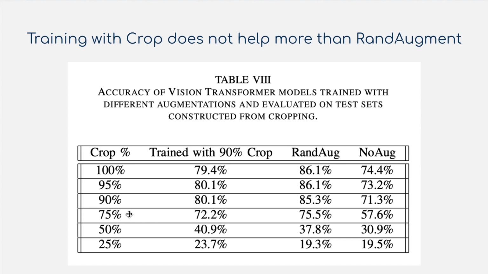At 75%, the RandAugment model is degraded to 75.5%, and the 90% cropping model hangs in there at 72.2%, even though it starts off from a lower point. So we see that maybe there is some correlation between the training and testing, although we don't find an exact match. On the 90% cropping distribution, we don't find the model that's been trained on 90% crops to outperform the model that's been trained with all sorts of different data augmentations.